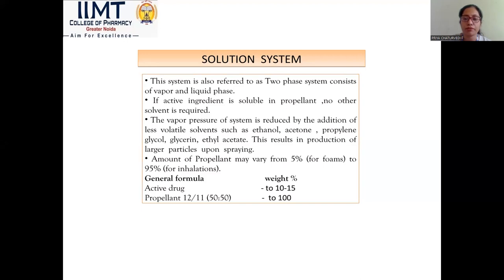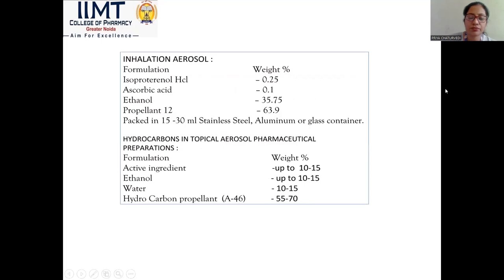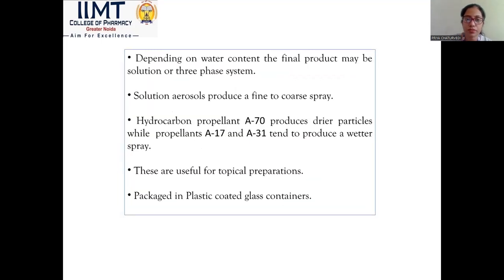The amount of propellant may vary from 5% to 95%. The general formula is active drug, which can be 10 to 15%, and the propellant can be up to 100%. Okay. Next, these are the different types of formulations. Depending on the water content, the final product may be a solution or a three-phase system. Solution aerosol produces a very fine to coarse spray. The hydrocarbon propellant produces drier particles, while the propellants A17 and A31 tend to produce a wetter spray. These are useful for topical preparation. They are packed in plastic-coated glass containers.